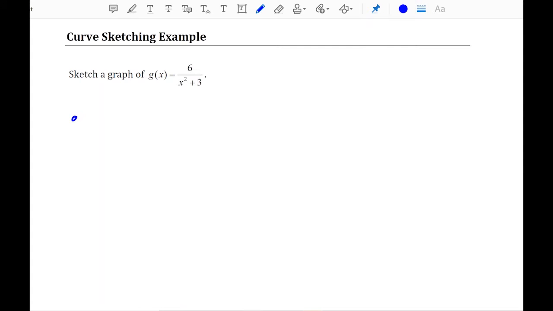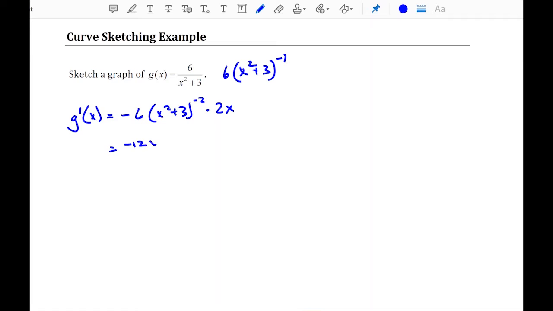So step one, I'm going to calculate the derivative of g of x, and to do that I'm going to rewrite this as 6 times (x squared plus 3) to the negative 1. That way I don't have to use the quotient rule. That's going to equal negative 6 (x squared plus 3) to the negative 2 times 2x, using the chain rule. So I'll rewrite that as negative 12x over (x squared plus 3) squared.